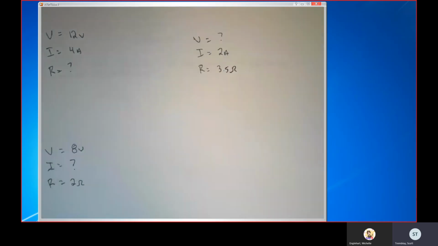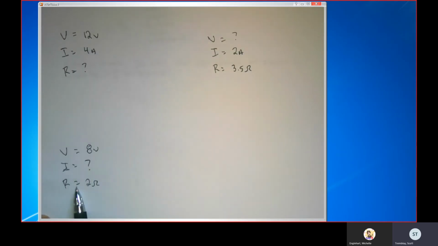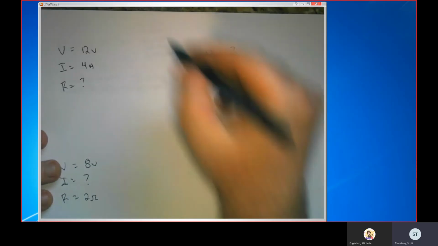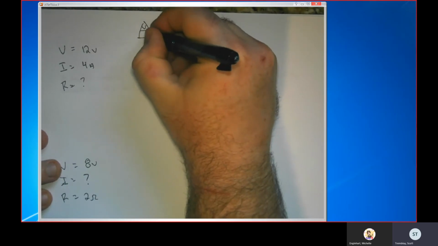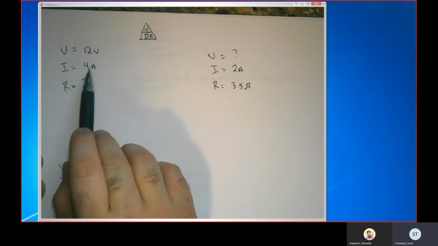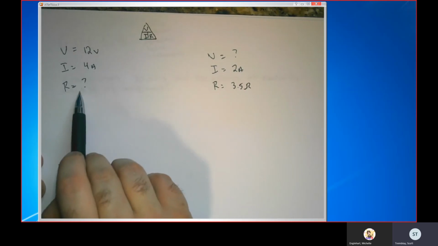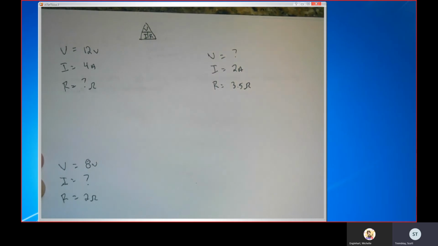All right, so what I have here is three questions. Each one we're solving for a different variable, and we'll refer back to our triangle if we need to. So I'll just put the little triangle back up here quickly so we have it, and it's just V over I R. All right. So the first question states that we have 12 volts, 4 amps, and we're missing the unit in ohms. So you can just go ahead and put that unit in there just to remind us as we have it. And let's go ahead and solve it.